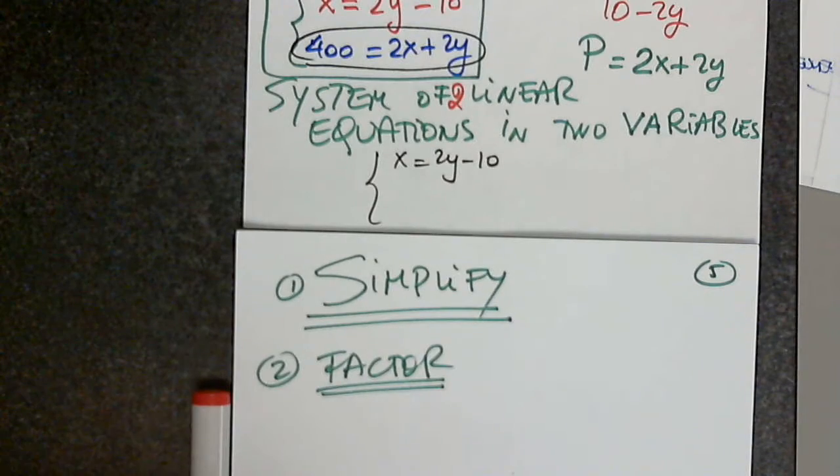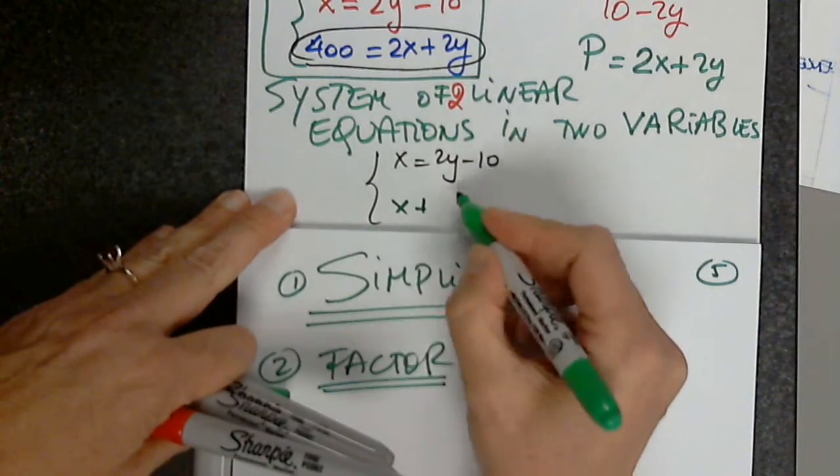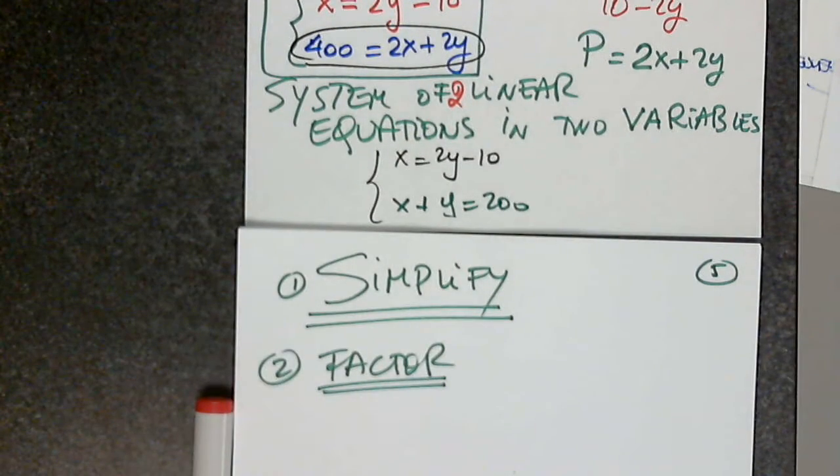Divide both sides by? Exactly. So then I will have x plus y equals 200. The solutions will not change if I simplify that equation. I want to simplify the equation as much as possible. I want to simplify everything as much as possible.